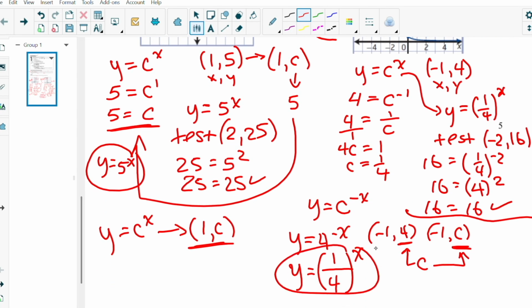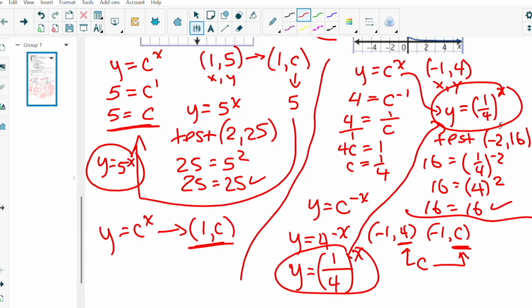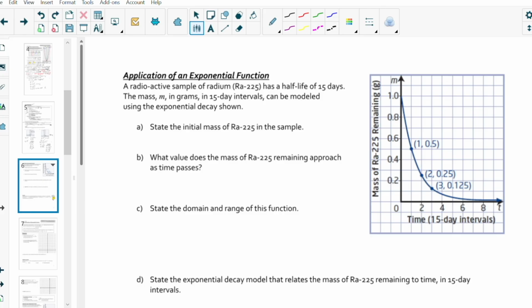And that is indeed the same as what we had before. So hopefully this is a better explanation than the first time around. So please use this one when you're looking at making equations from graphs. Okay, last page. Application of an exponential function.